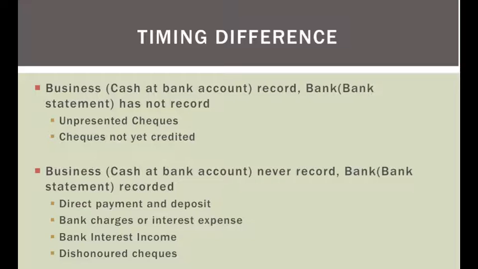reflect it. Okay. However, our cash book would have recorded it. There are some other items that the business, our cash book, did not record. However, our bank statement would have recorded, such as direct payment and deposit into our bank account, bank charges or interest expense, bank interest income, or checks that are dishonored. Okay, things that the business wouldn't have known if they didn't check their bank statements.